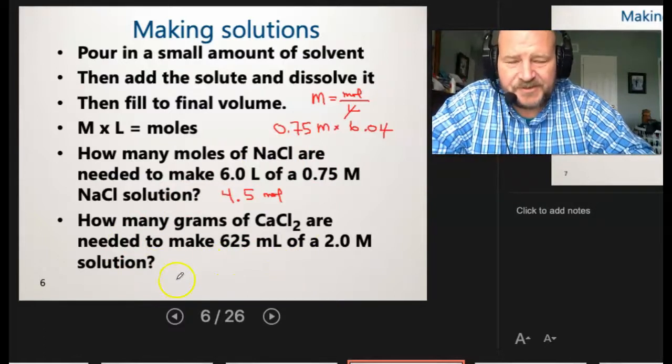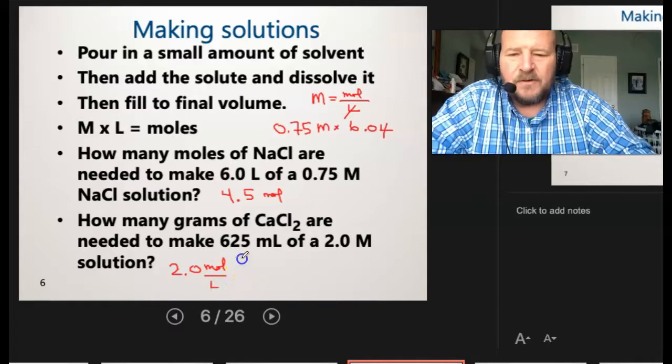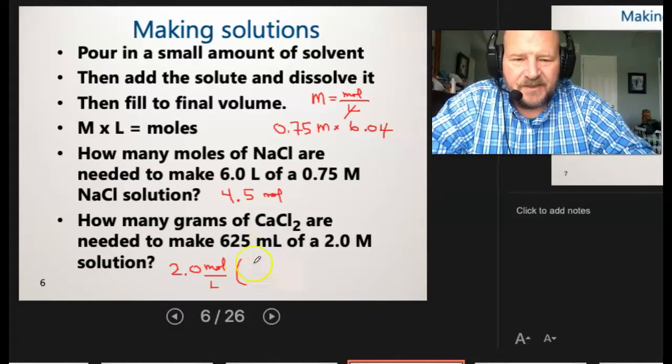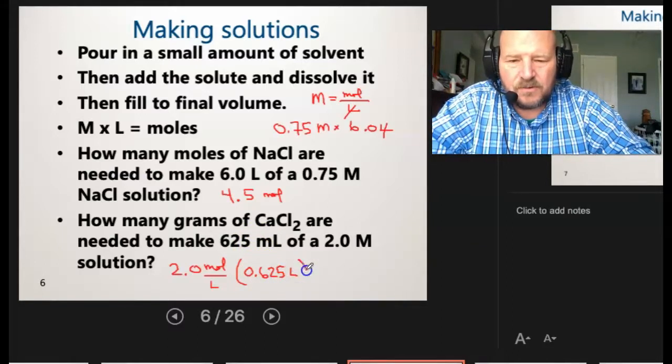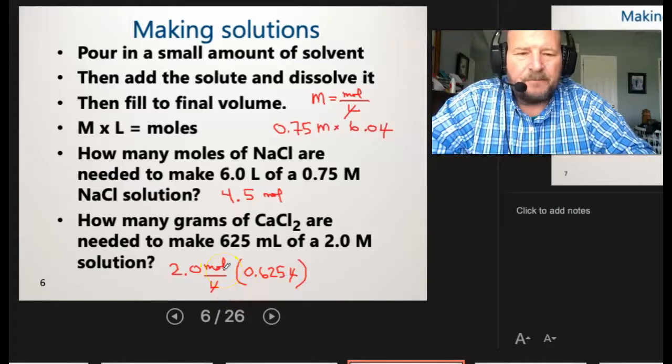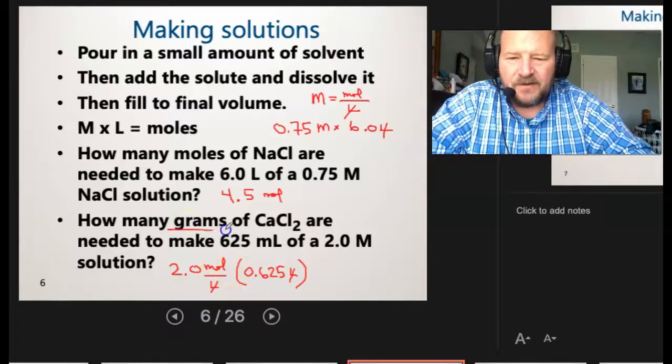So we're going to start with 2.0 molar, which is going to be the same thing as moles per liter. We're going to times that, but this is in milliliters, so I'm going to divide that by 1,000, right? So it's going to be 0.625 liters. Liters will cancel out. Right now I'd be in moles, but I'm not looking for moles. I'm looking for grams.